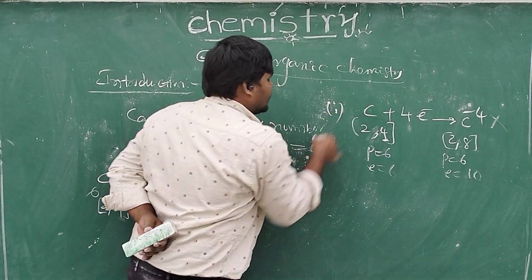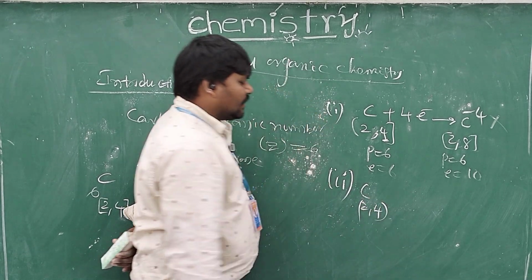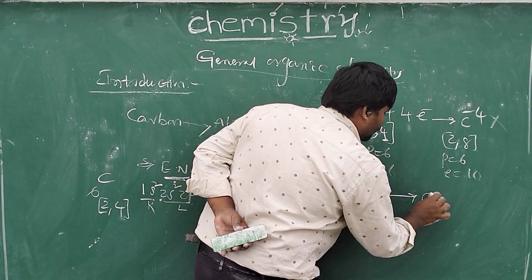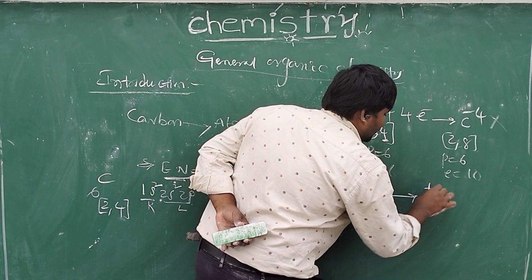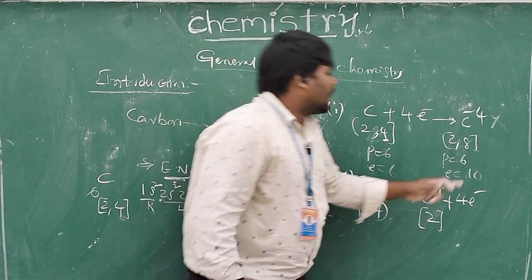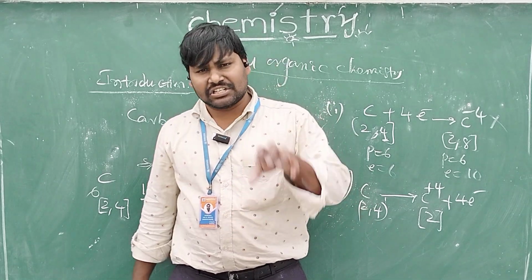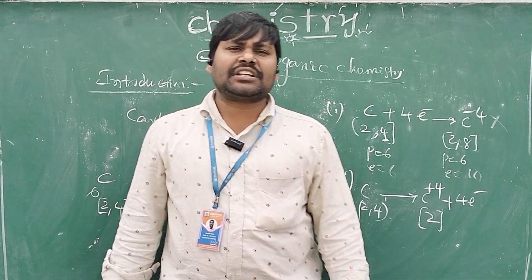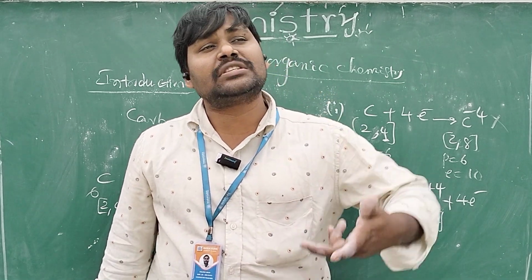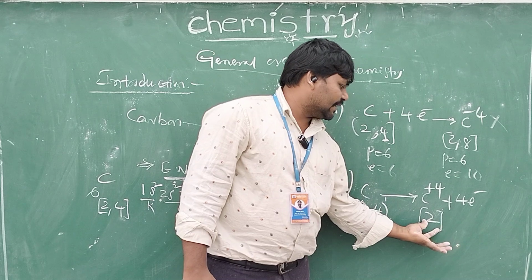Now take one more condition. Carbon tries to lose electrons to get the nearest duplet configuration. Carbon tries to lose 4 electrons to form C4+, with 2 electrons, while the octet has 8 electrons in the outermost shell. An atom acquiring 8 electrons in its outermost shell by losing, gaining, or sharing of electrons has an octet configuration. An atom possessing 2 valence electrons in its outermost shell by losing, gaining, or sharing of electrons has a duplet configuration.